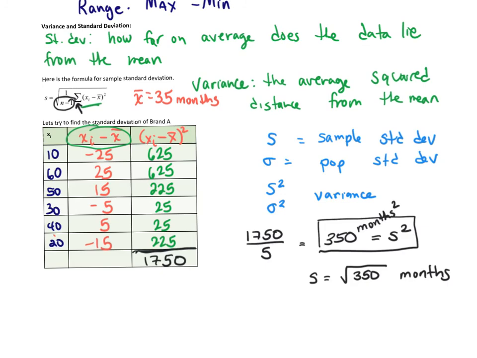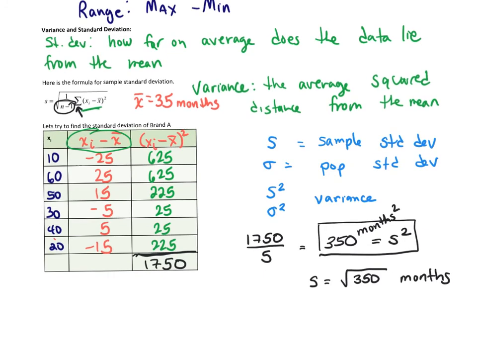So the square root of 350, if I round it, is 18.71 or 18.7 months. So on average, the data lies about 18.7 months away from the 35-month average. So that's how we find the standard deviation. The variance is just the square of that. Pretty straightforward.